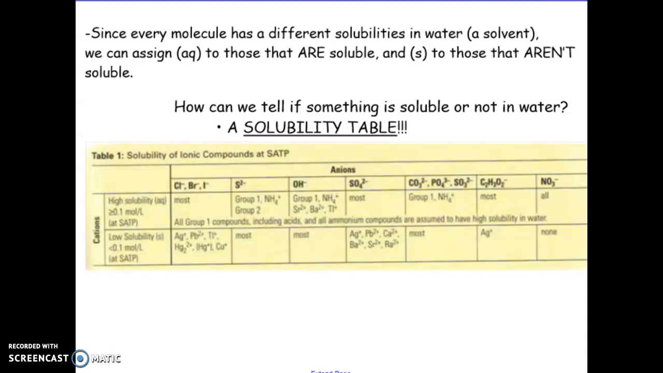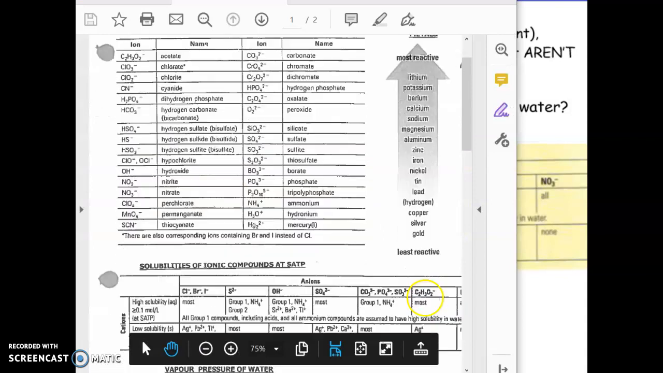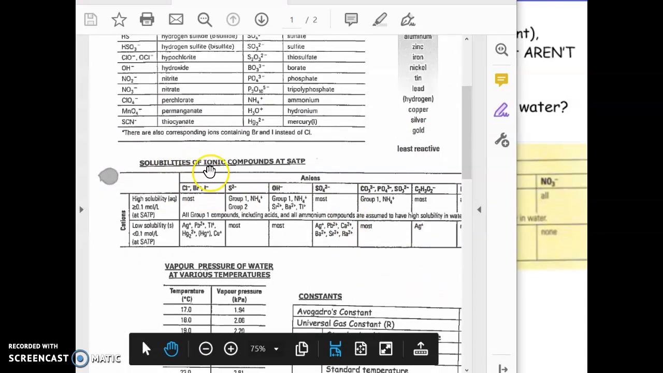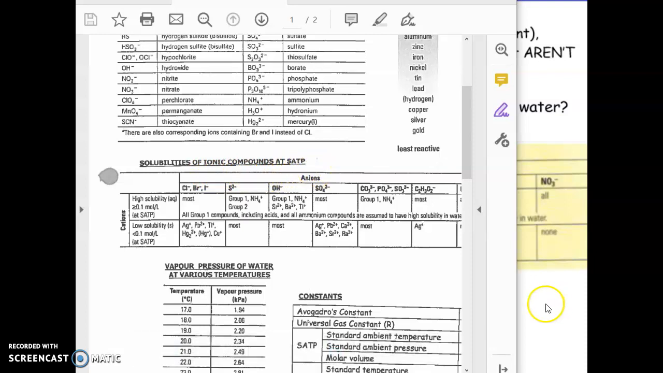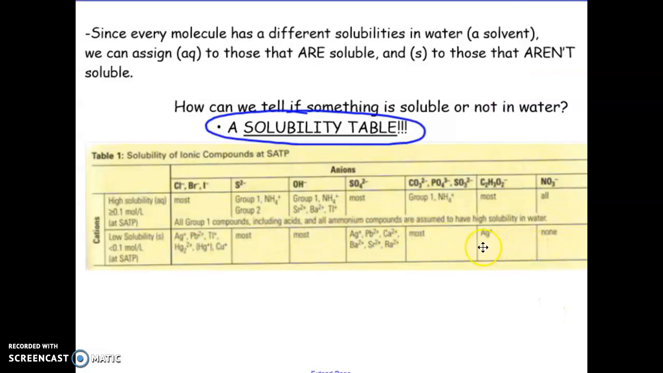So why is this becoming important when we're looking at these types of reactions? Well, when we're looking at solutions that are doing chemical reactions, we have to have a way of knowing: is this going to be something that is soluble or is this something that is not soluble? How we're going to tell that is from something called the solubility table. And actually you have this on your data sheet. It's right here. Solubilities of ionic compounds at SATP. It's exactly the same as this one we have here that we're going to look at.